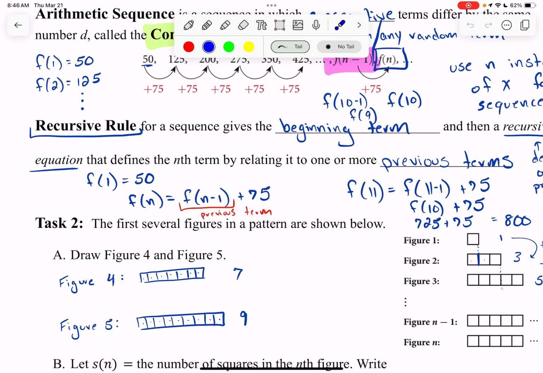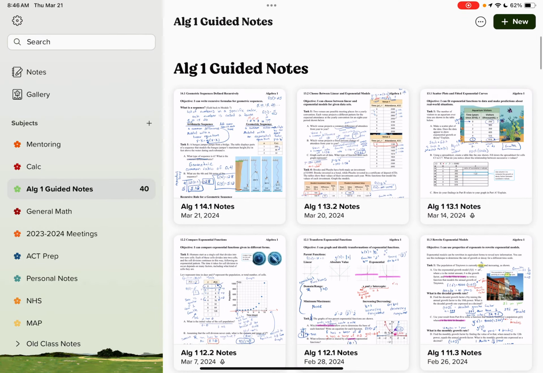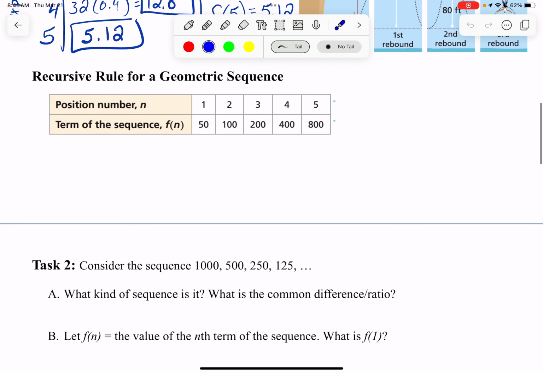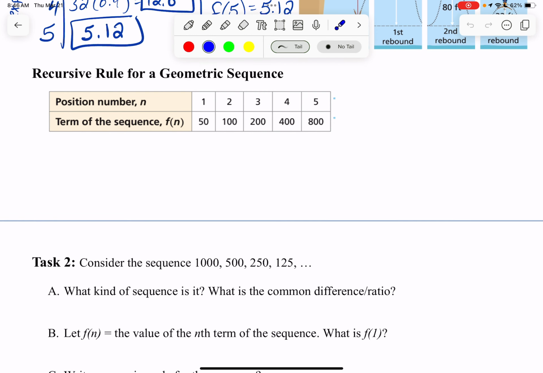Now we're going to be doing this same thing, but for geometric sequences. Instead of adding the same thing each time, we're going to be multiplying by the same thing each time, but the same rules still hold true. For a recursive rule, first you need to define the first term.